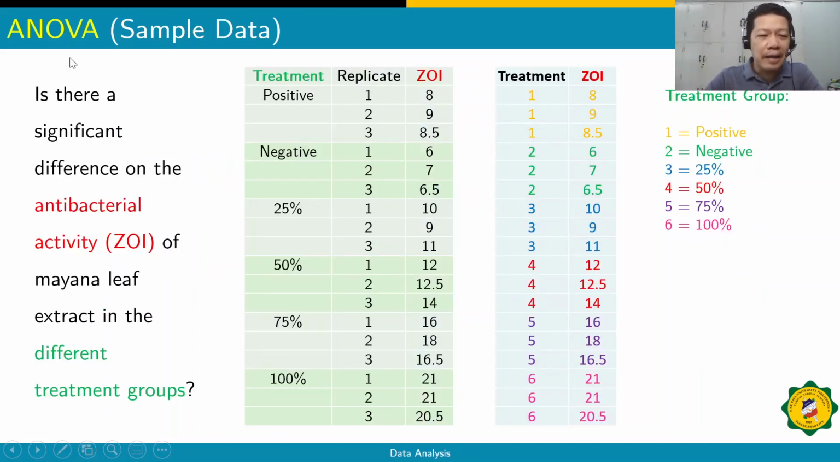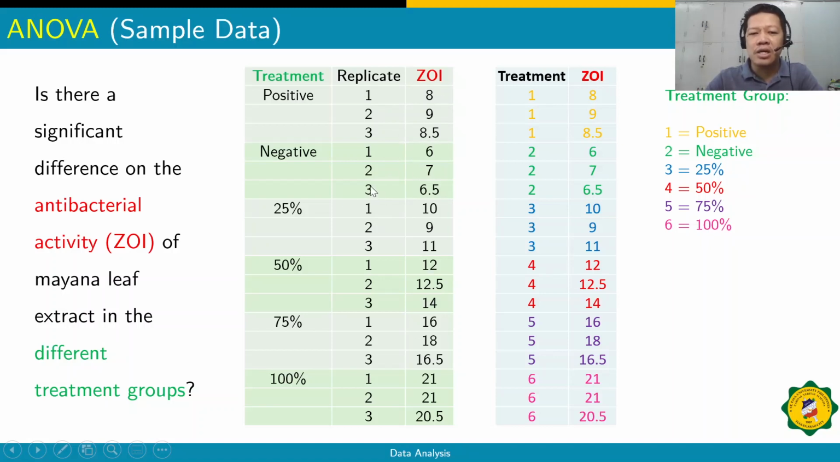So for ANOVA, another example: is there a significant difference in the antibacterial activity, in terms of ZOI, meaning zone of inhibition, of Mayana leaf extract in the different treatment groups? So you can arrange your data like this. You have the treatment groups: positive, negative, 25%, 50%, 75%, 100%. And then we have here replicates. So you have, for example, 3 replicates per group. So we have 1, 2, 3, 1, 2, 3, and then you measure their zone of inhibition.